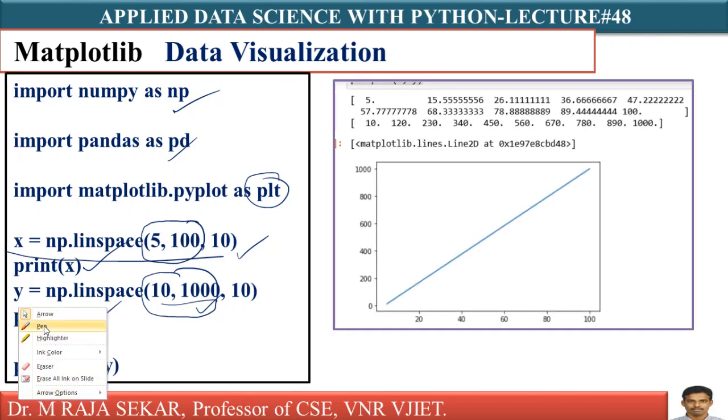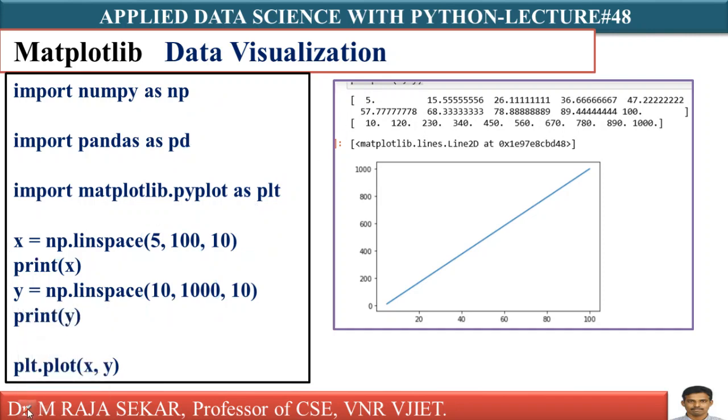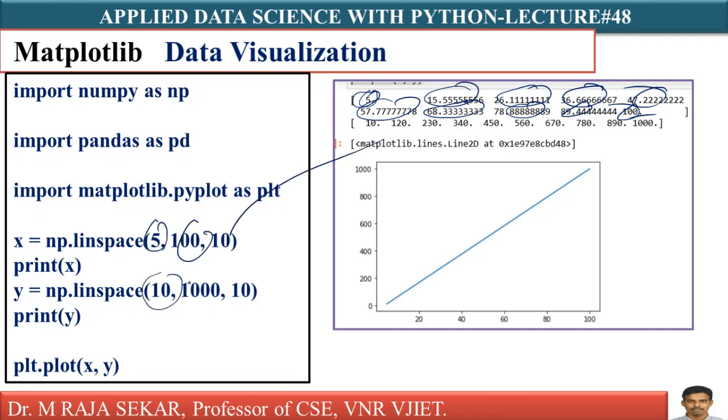Just see the numbers. If you want, you can count. Let me erase this first. Yes. Now, let me check how many numbers. First number, second, third, fourth, fifth, sixth, seventh, eighth, ninth, tenth. Isn't it? This is 5 to 100. There are 10 numbers.